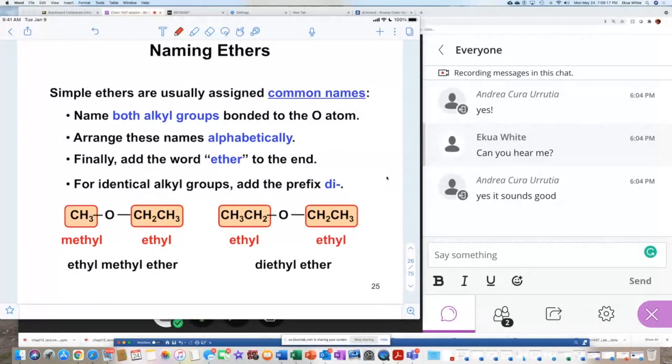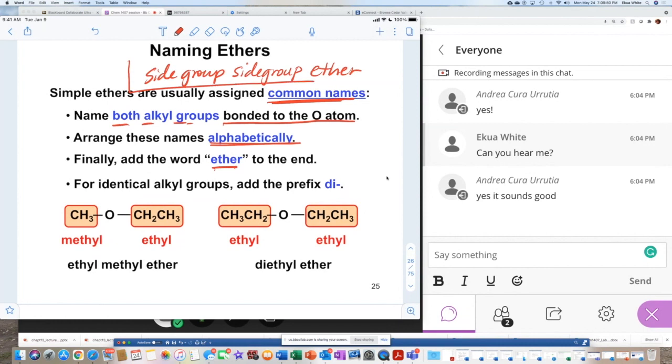For this class, we're going to be naming simple ethers, and we're going to be using the common name more than the IUPAC name. Using the common name system, we will name both alkyl groups bonded to the oxygen atom. We'll arrange these alphabetically, and then the final suffix will be the word ether. So it's like side group, side group, and literally the word ether. This is the template for naming the ether.